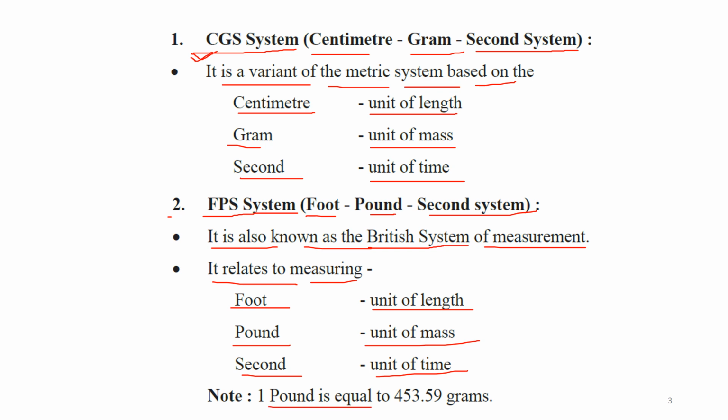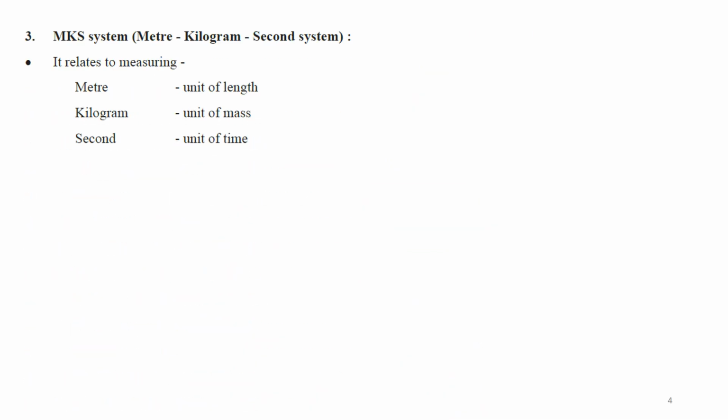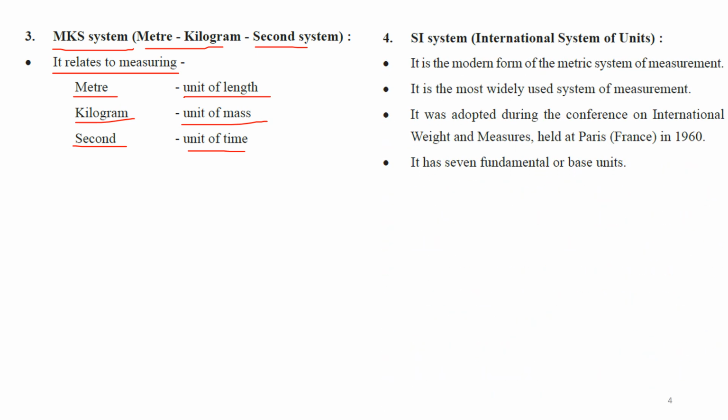Here they have written some note. 1 pound is equal to 453.59 ग्राम. ओके, देखिए, अब आपके एग्जाम के लिए इंपॉर्टेंट हो जाता है 1 पाउंड कितने ग्राम के बराबर होता है. सो यू कैन रिमेंबर फ्रॉम हियर इट इज़ 453.59 grams. Next, the MKS system that we were talking about earlier. It is the meter, kilogram, second system. It relates to measuring meter, the unit of length, kilogram, which is the unit of mass, second, which is the unit of time. सबको पता है इसको, इसके बारे में मुझे नहीं लगता किसी को बताने की ज़रूरत है.